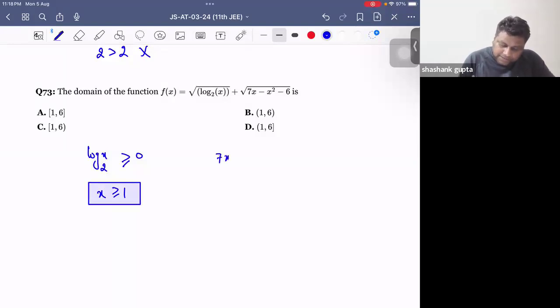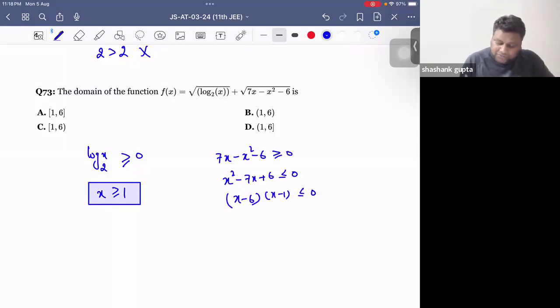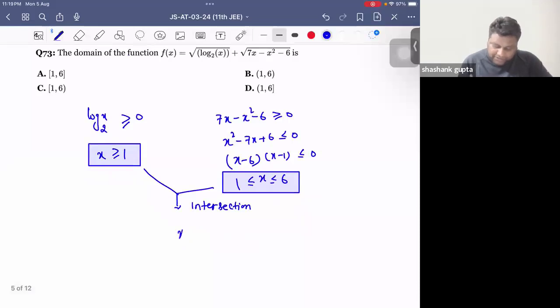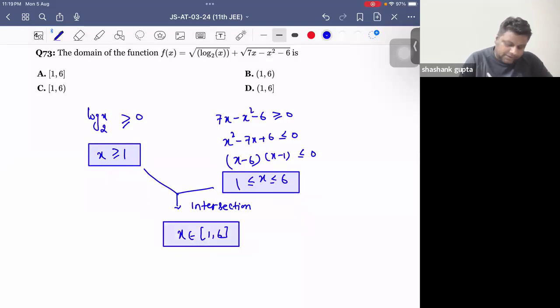Second thing, 7x minus x square minus 6 should also be greater than or equal to 0. Means x square minus 7x plus 6 less than or equal to 0. So (x minus 6)(x minus 1) less than or equal to 0. So x lies between 1 to 6. This is the result we are getting from the second case. And now what do we want? Intersection of both of them. And if I take the intersection, you are definitely going to get 1 to 6 inclusive of both. Correct? So this is your answer.